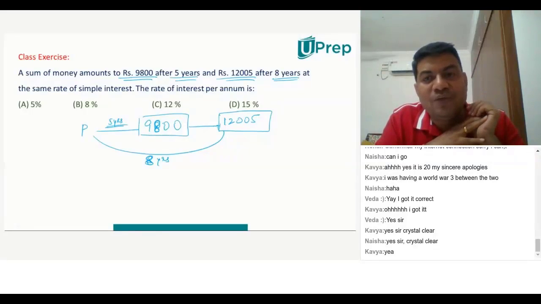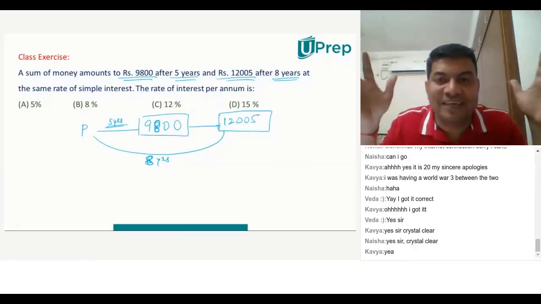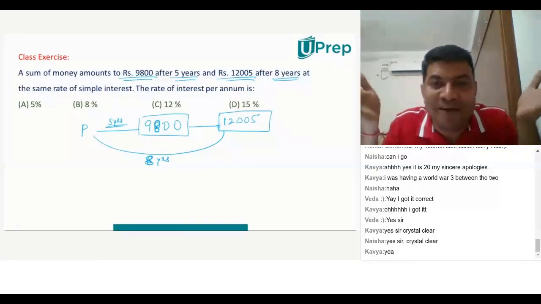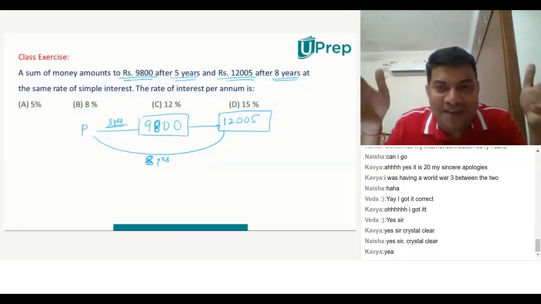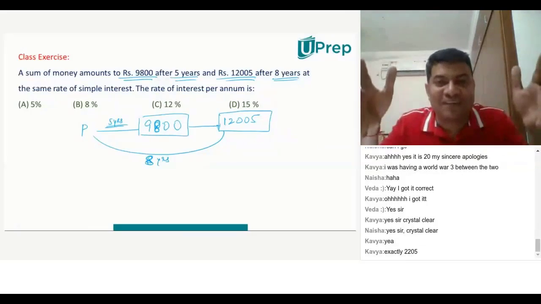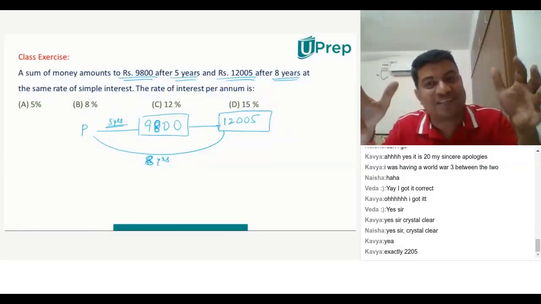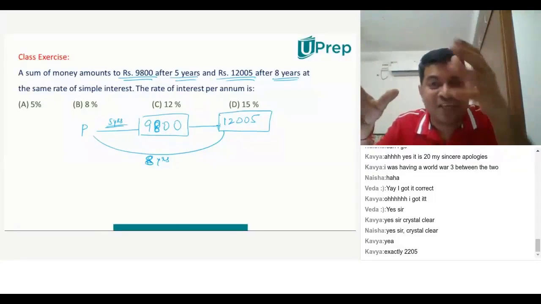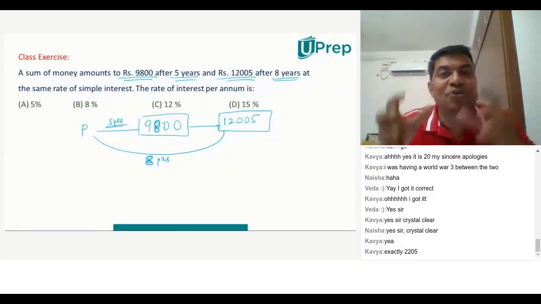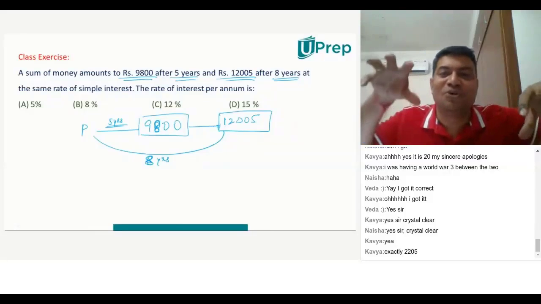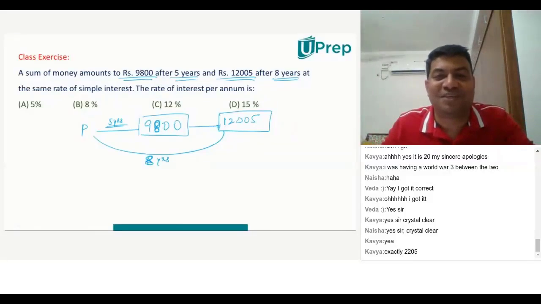That's wonderful. 2,205. So once you know how much you are earning in 3 years, you know how much you are earning per year. Once you know how much you're earning per year, you know how much you will earn in 5 years. So you know the interest in 5 years. Once you know interest in 5 years, you subtract that interest from the amount, you know the principal. You know the principal, you know the interest per annum, you get the rate of interest.